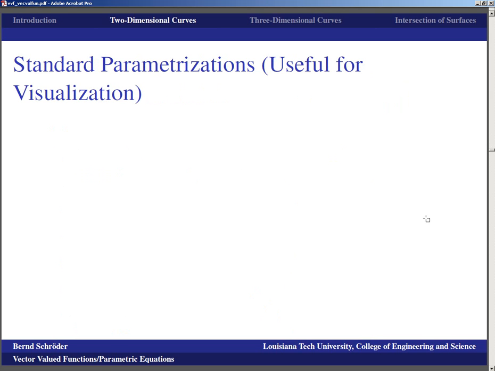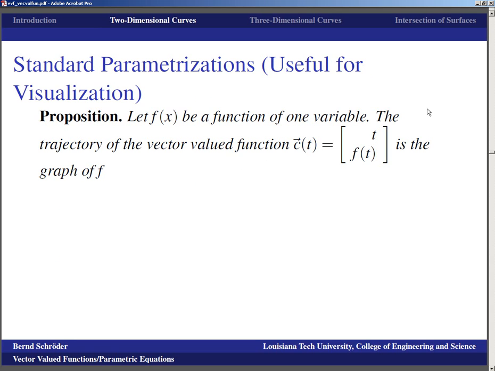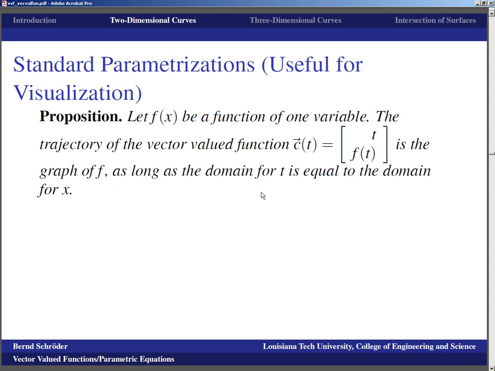Okay, so when we're looking at two-dimensional curves, and when we're looking at curves in general, there are certain standard parametrizations that we want to remember because they will be useful to visualize the big picture. And so as a first proposition, if we just take a function f of x, a function of one variable, those things that we have analyzed in single variable calculus for about a year now, the trajectory of the vector-valued function c of t, where the x-coordinate is t and the y-coordinate is f of t, is exactly the graph of f as long as the domain for t is equal to the domain for x.